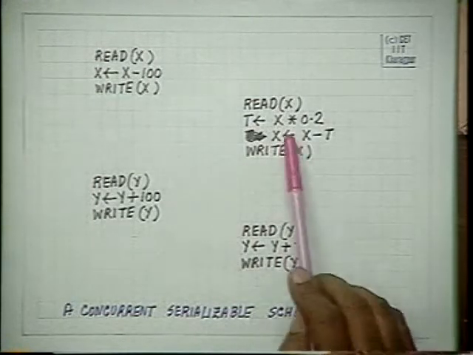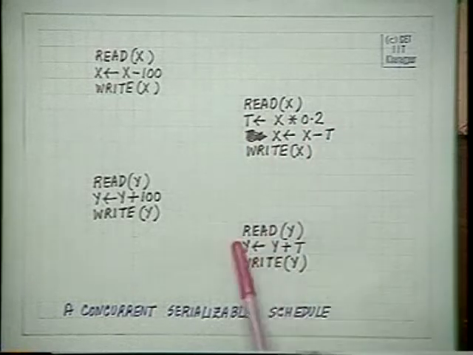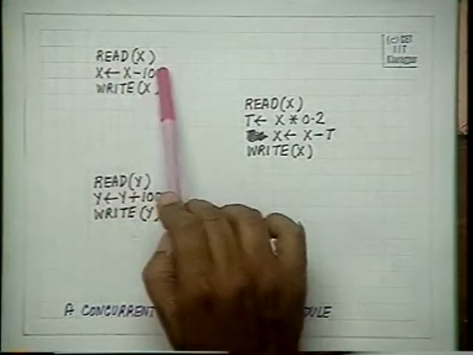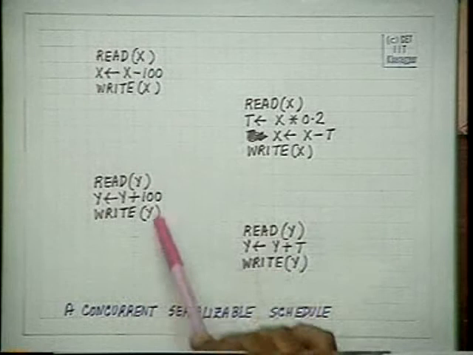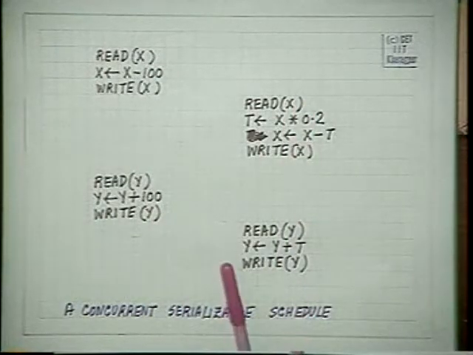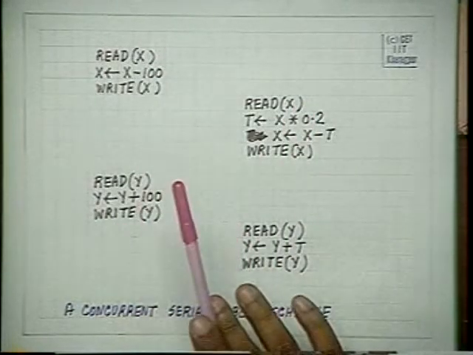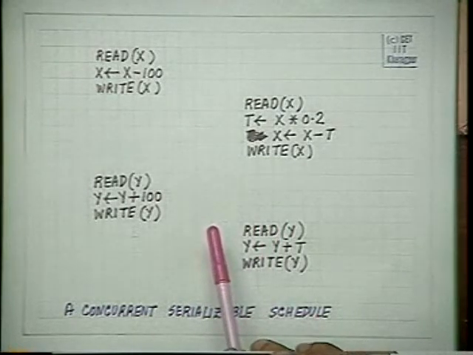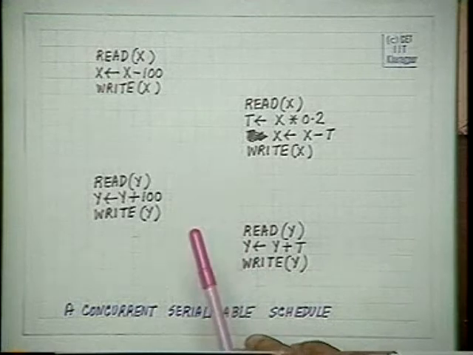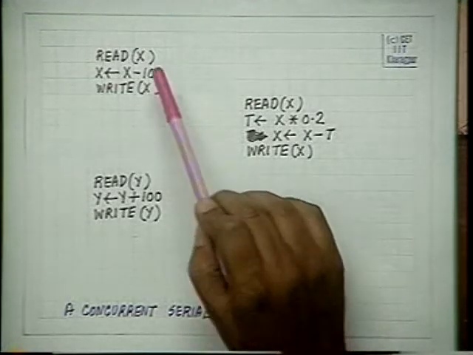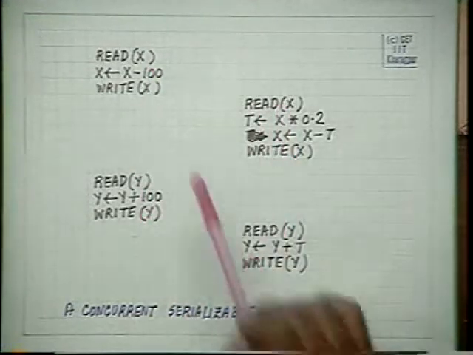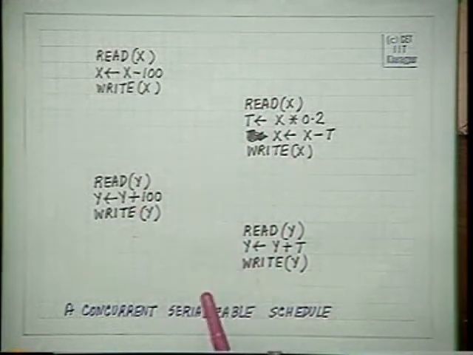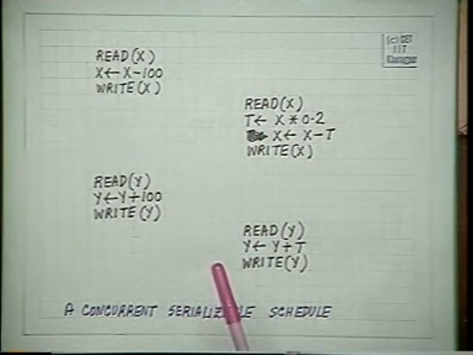Let us remember that these x and t are memory variables, and only the read and write operations actually access the disk. It may be buffered, but whatever, the disk management system or the operating system will take care of what is happening. Now, is this interleaving schedule consistent with our consistency criteria?